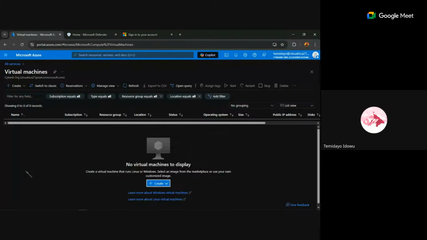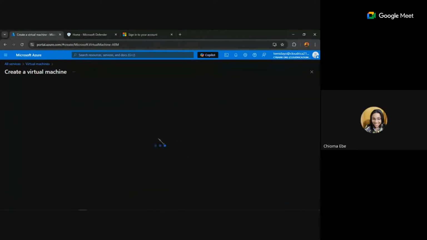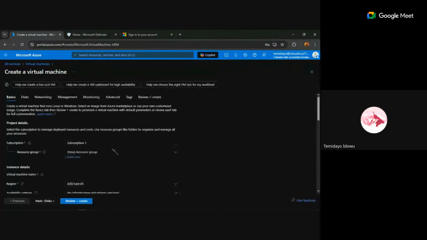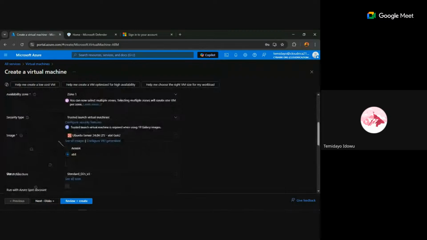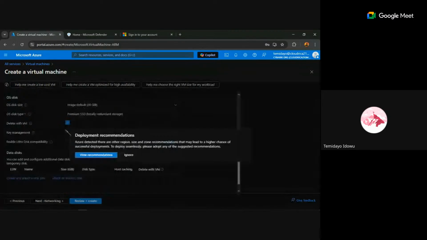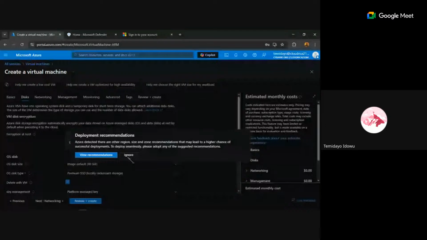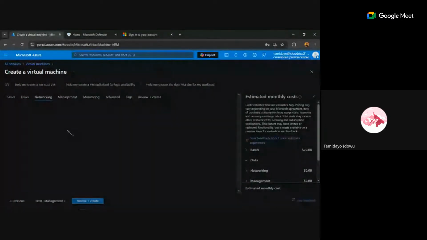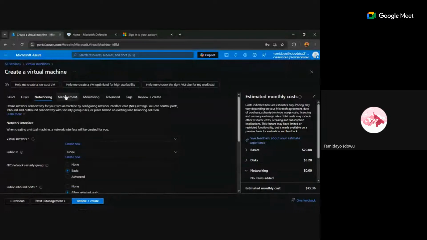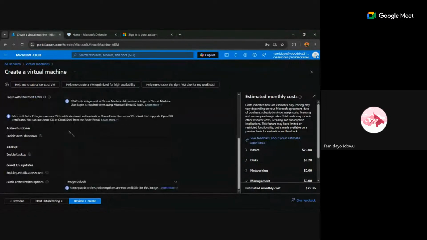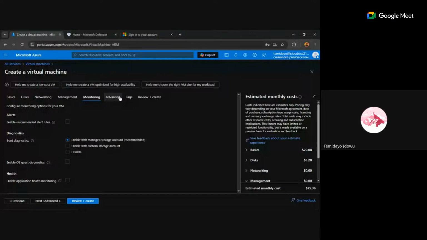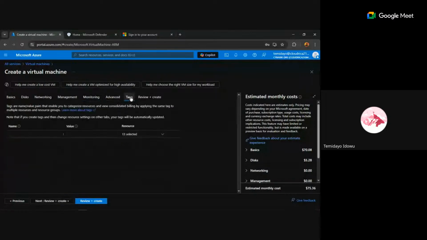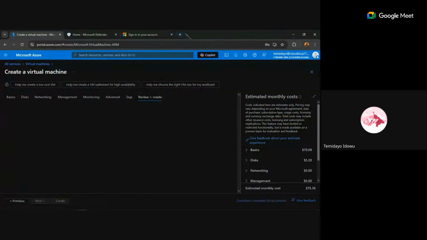Let's create a virtual machine. The kind of questions they ask in their exam is just unreasonable. I have to fill all these parts. I have to talk about disk. I have to fill all these parts for disk. You can't even skip anything. You have to fill the management parts. You have to fill monitoring. You have to fill advanced. You have to fill tags. Then you can now review and create.